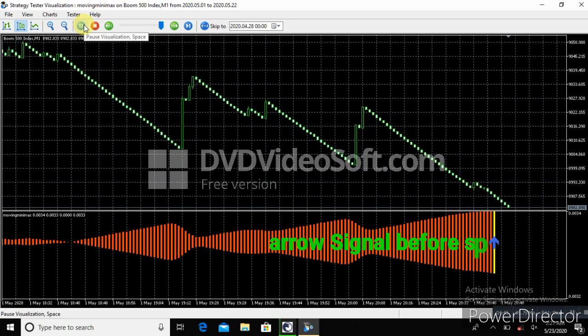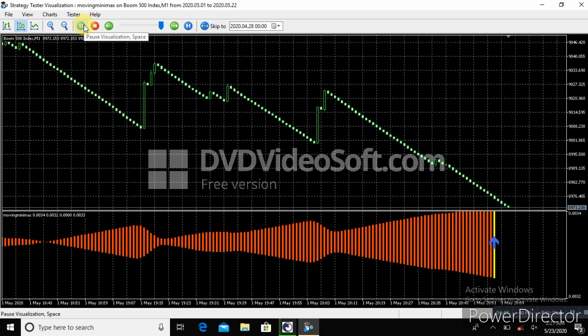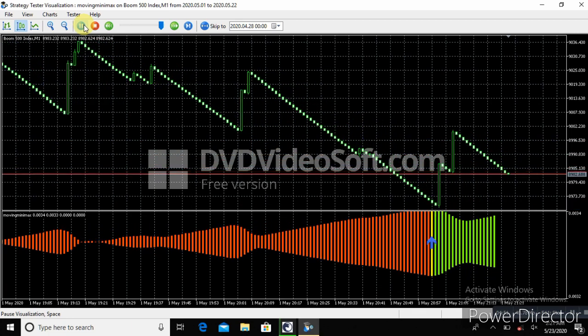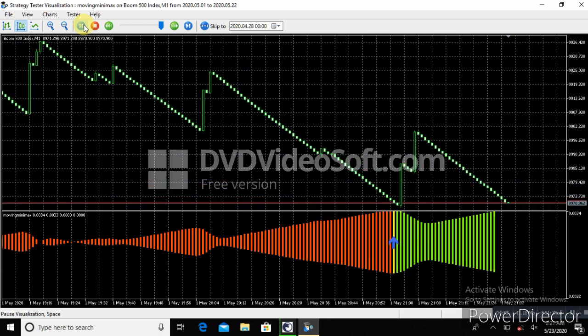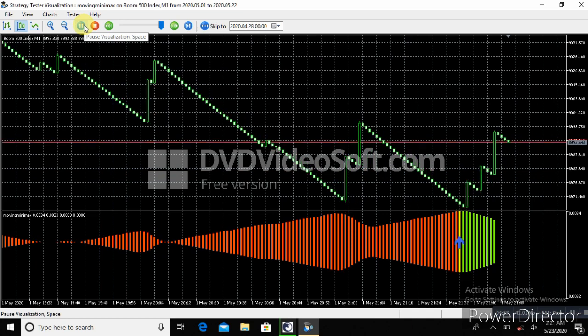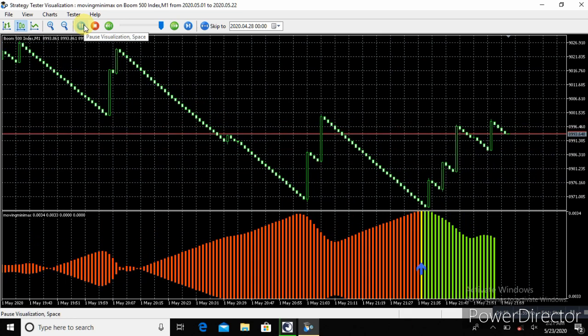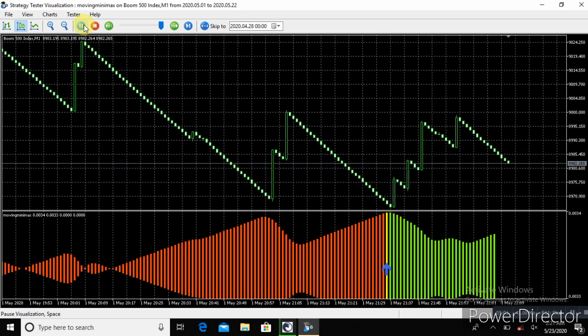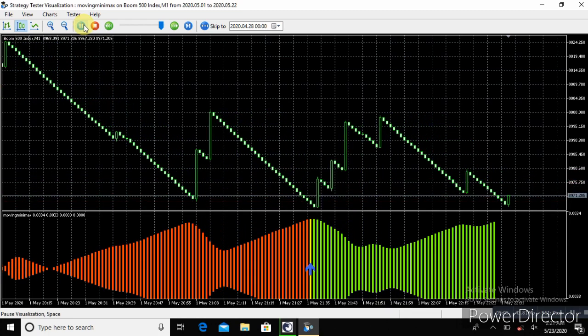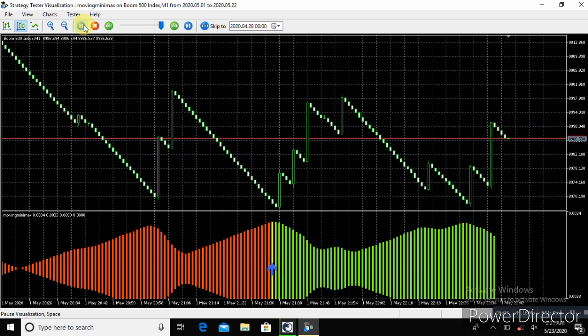The arrow is still here, so it means more spikes on the way. Look here, arrow, more spikes on the way. Look here. You just need to follow this arrow. Look here, how many spikes?